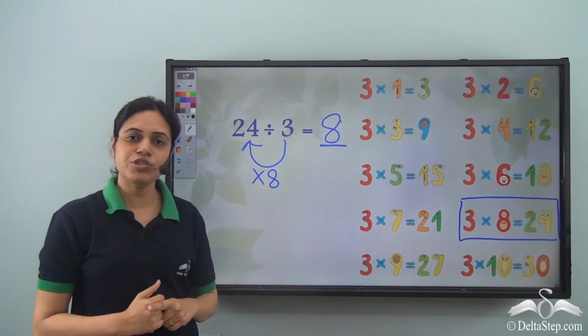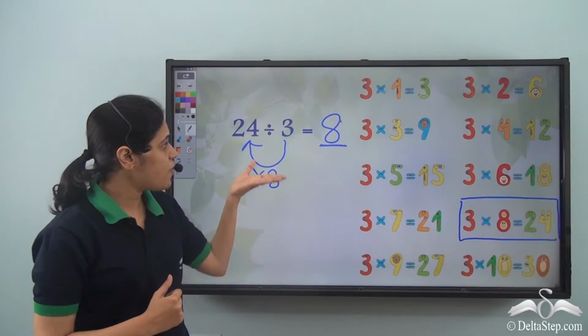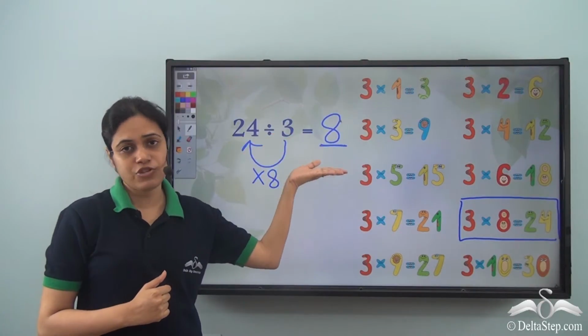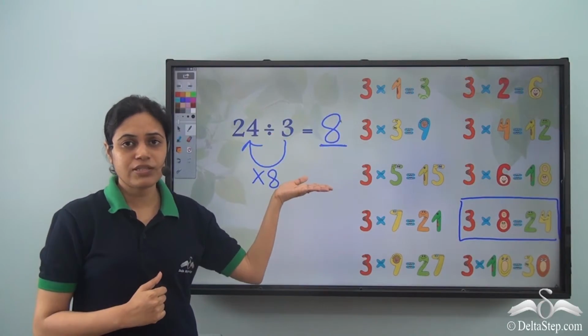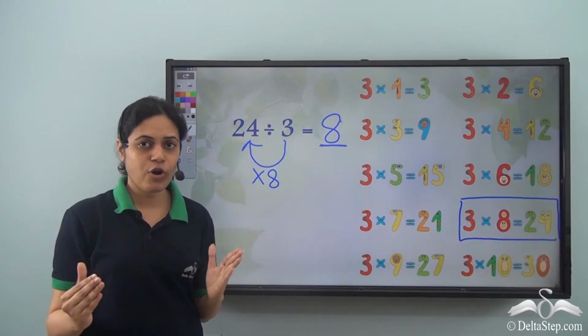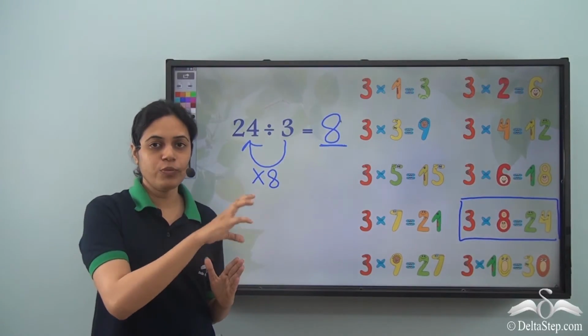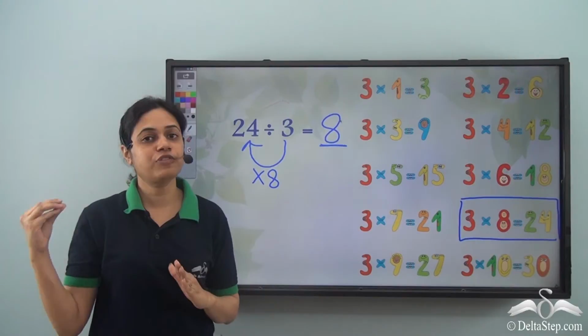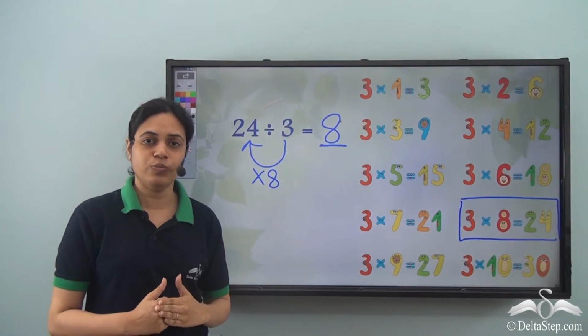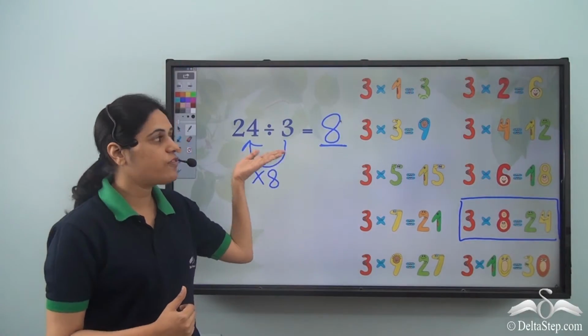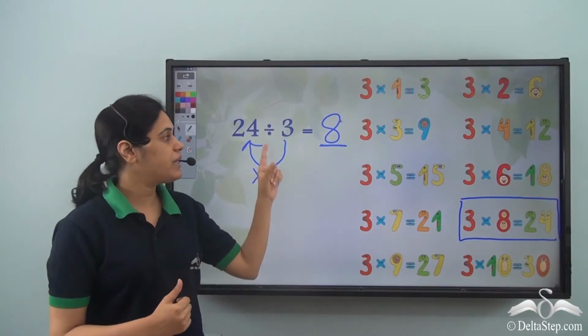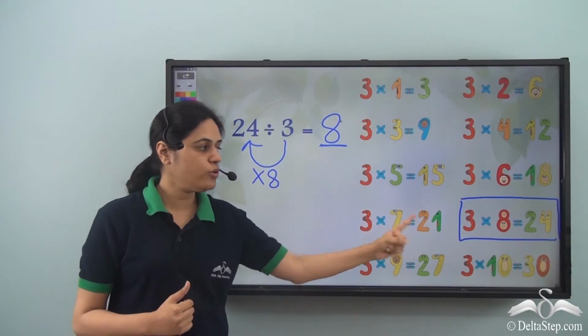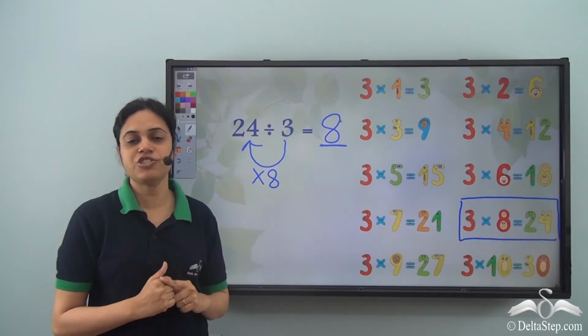8 is the quotient. So this is how I can perform these divisions without using objects. So if you have 24 objects and if you group them into groups of 3, you will have 8 groups. So this is what we mean by this division. But the answer can be found only by using the multiplication tables.